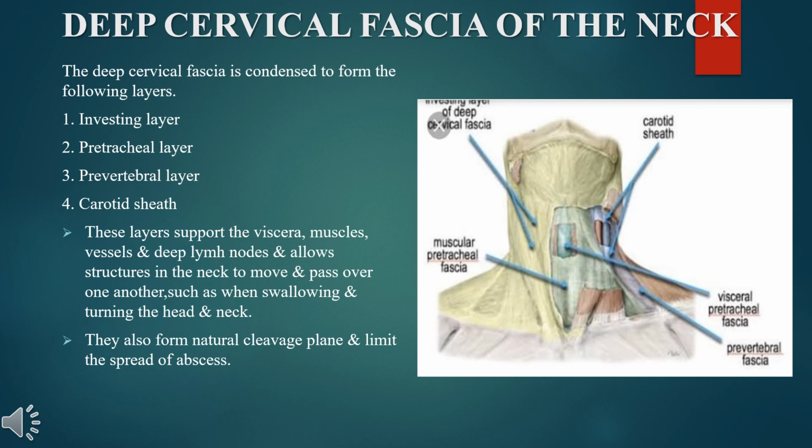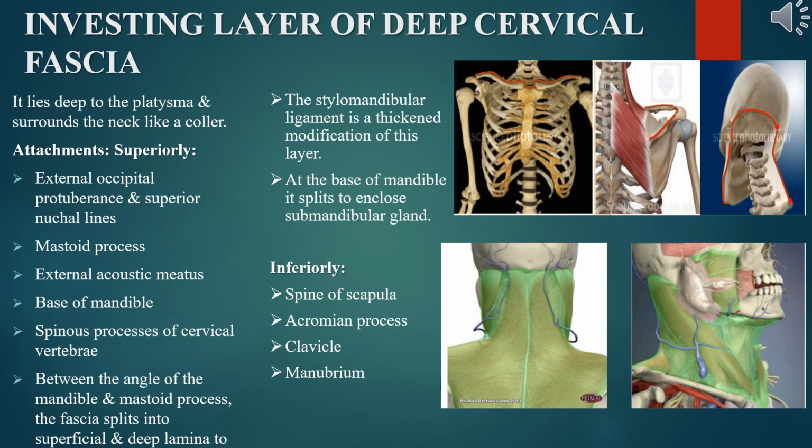The function of the deep cervical fascia is to support the structures present in the neck, including viscera, muscles, vessels, and deep lymph nodes, and it allows structures in the neck to move and pass over one another during swallowing and turning the head and neck. They form compartments for the structures in the neck. In this way, they form natural cleavage plane and limit the spread of abscess.